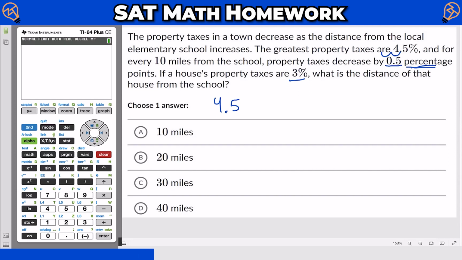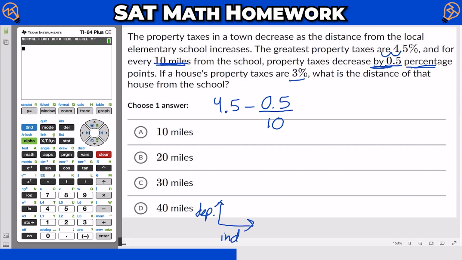And then notice it's talking about for every 10 miles from the school, the property tax decreases by 0.5. Remember, for every 10 miles. And if you're unsure about where to put the different values, like whether the 0.5 was on top or the 10, just think about this as if it were a graph. The independent axis is always X, dependent is Y. So which one depends on which?